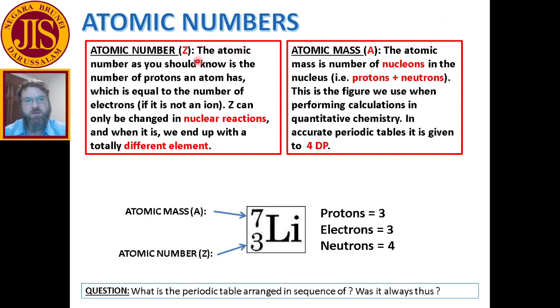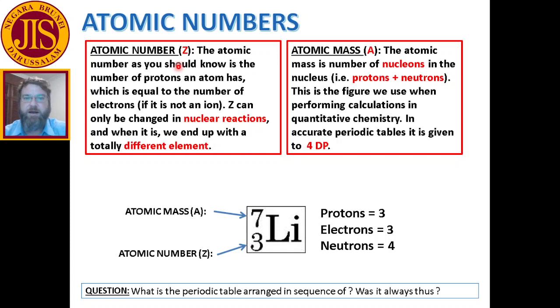Okay, so atomic number Z. It's given the symbol Z, and it's always related to the number of protons that some element has. If you change the number of protons, then you're going to change the element, a totally different element. So Z is a really important number, and it can only be changed by nuclear reactions.